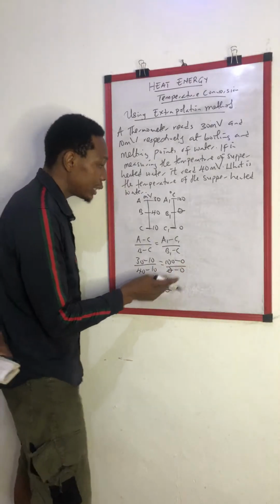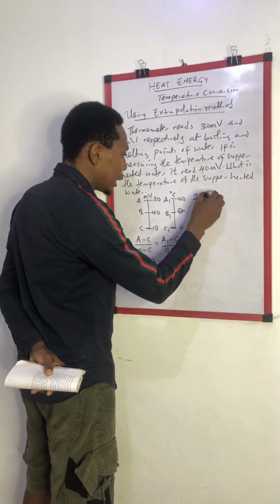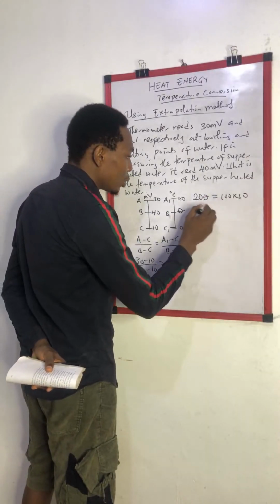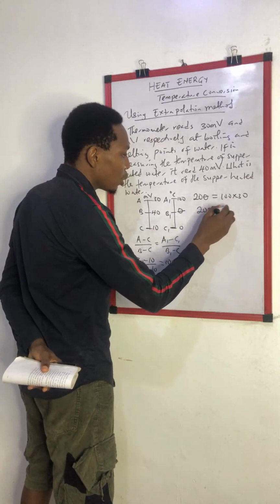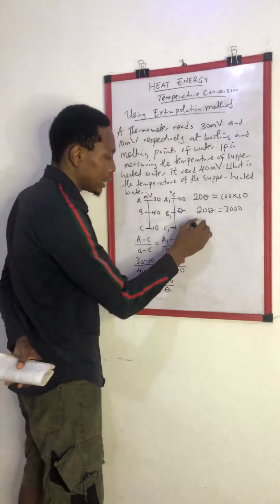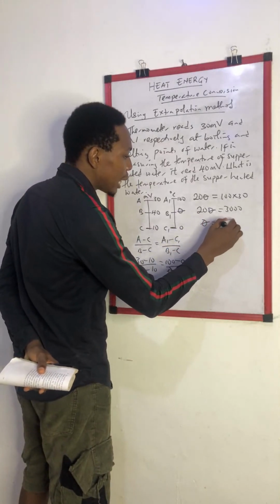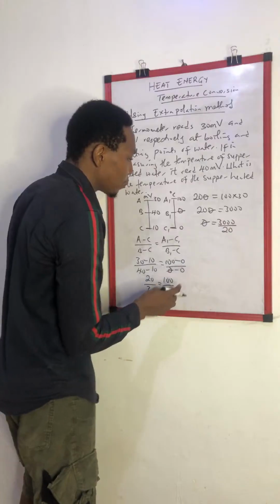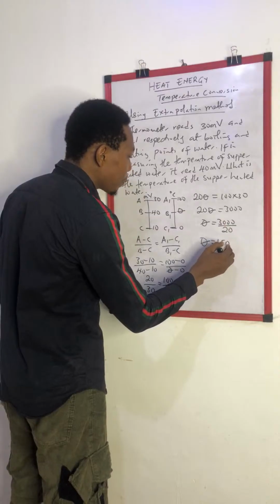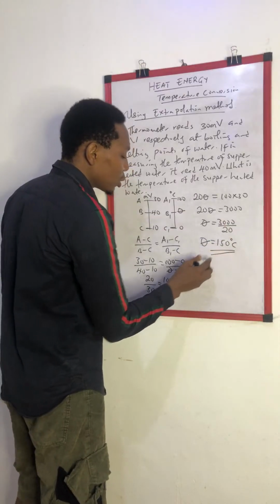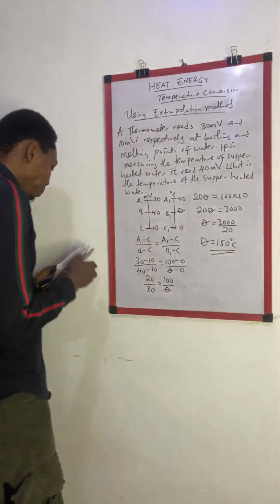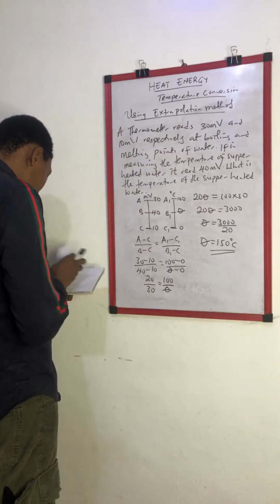What do we do? Cross multiply. 20 times theta, we have 20 theta, equals 100 times 30. So we have 20 theta equals 3,000. To get our theta, we'll divide both sides by 20. So theta will be equal to 3,000 divided by 20. So that should be what? Theta equals 150 degrees Celsius. So that is for that. So let's move to the next one.